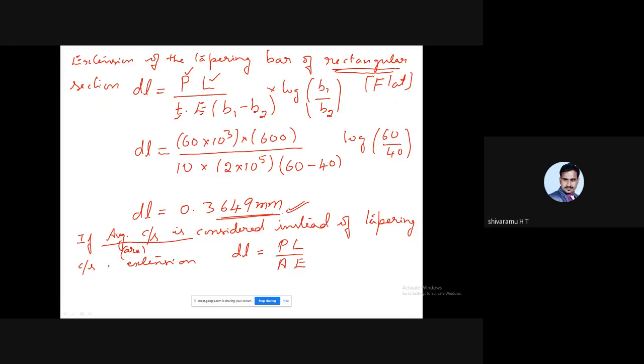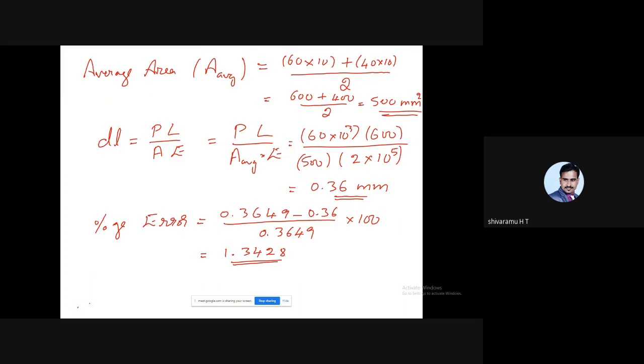And the next half of the question is, if average cross section or mean area is considered instead of tapering cross section, what will be the deformation and what will be the percentage of error? So for that, we are taking the equation DL is equal to PL divided by AE. Anyway, the average area you can take as (60 into 10 plus 40 into 10) divided by 2. So the average area we got is 500 square millimeter.